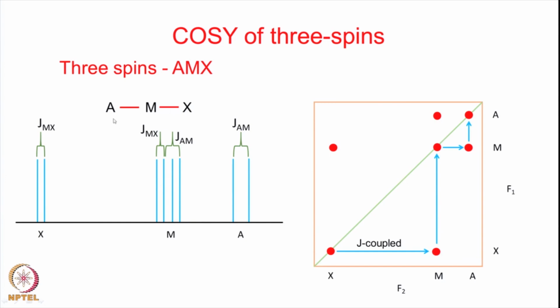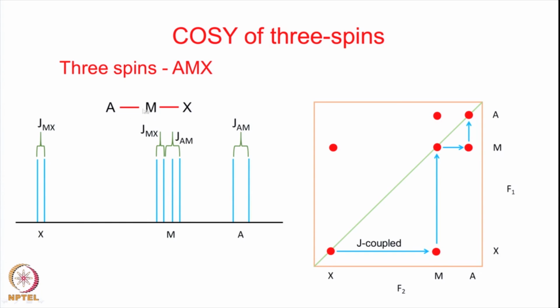So how will the one dimensional spectrum of this look like? We have just shown it by a stick diagram. So you see, with the different coupling constants, they can all have different coupling constants. So the A spin will be a doublet because of coupling to the M spin, and that is indicated as a doublet here. And the M spin will be a doublet of a doublet because it has 2 couplings.